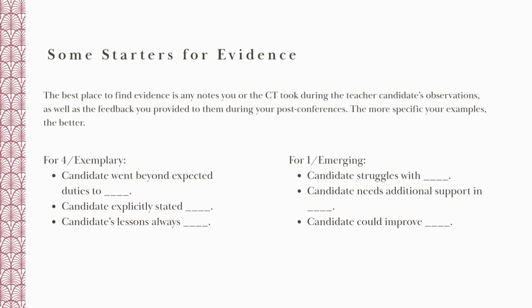For 4 exemplary, try to focus on what the teacher candidate does consistently. For example, candidate went beyond expected duties to blank. Candidate explicitly stated blank. Candidate's lessons always blank. For 1 emerging, try to use constructive phrasing and avoid words like fails or lacks. Candidate struggles with blank. Candidate needs additional support in blank. Candidate could improve blank.